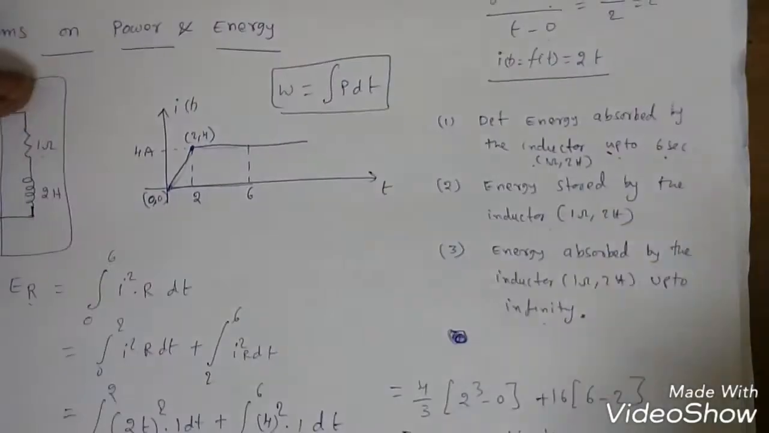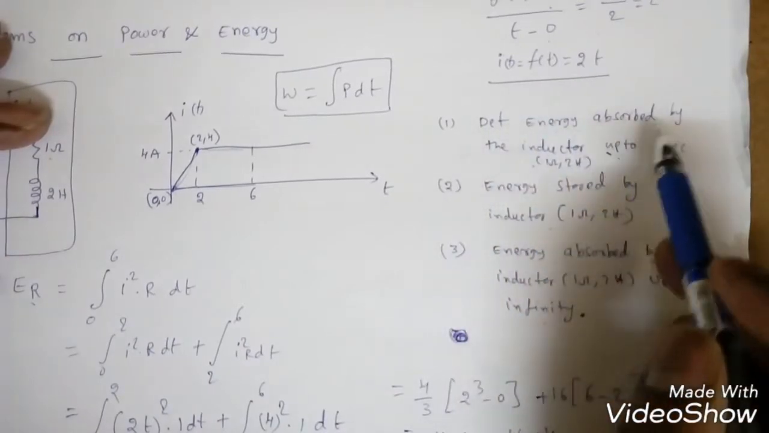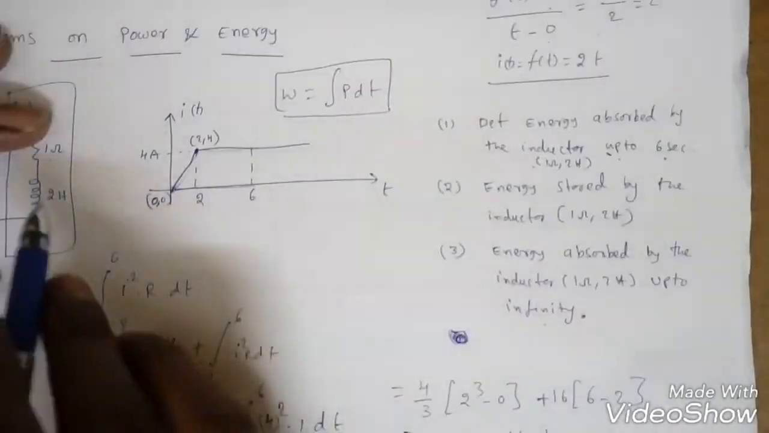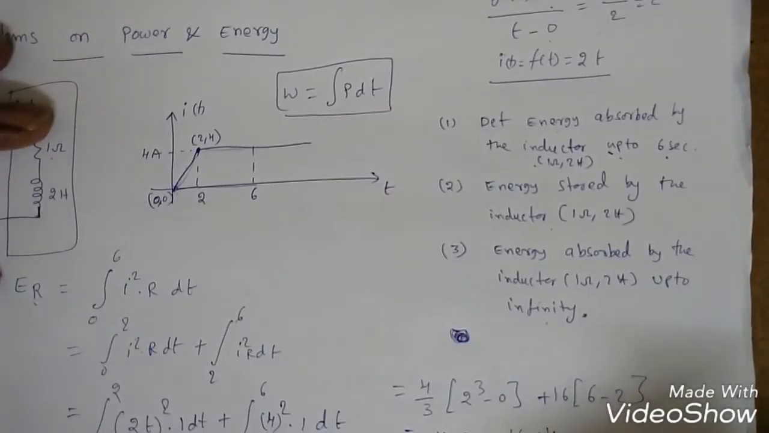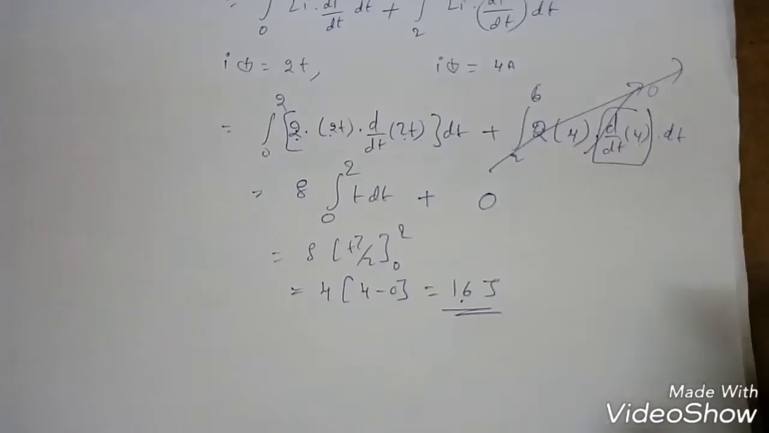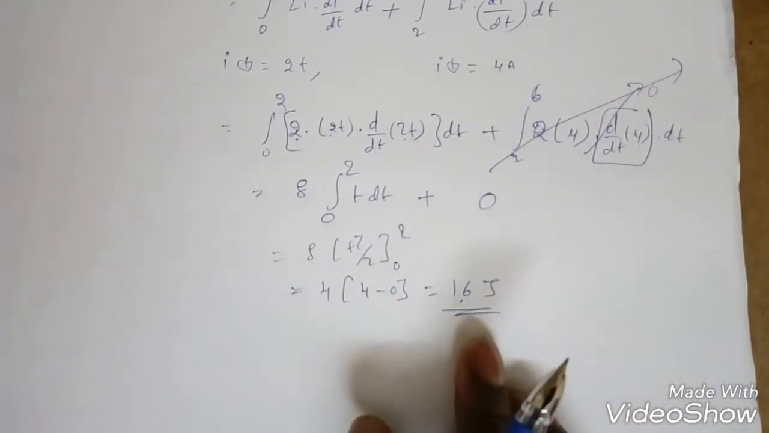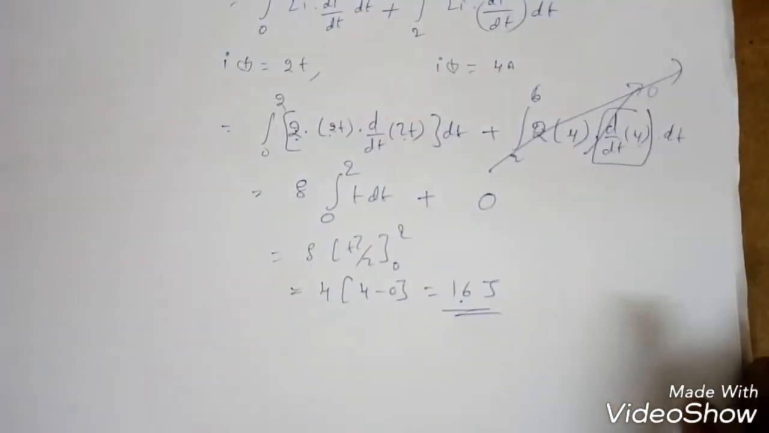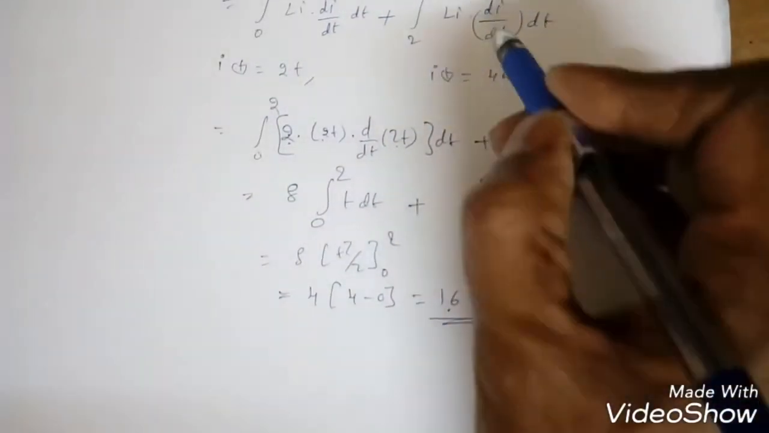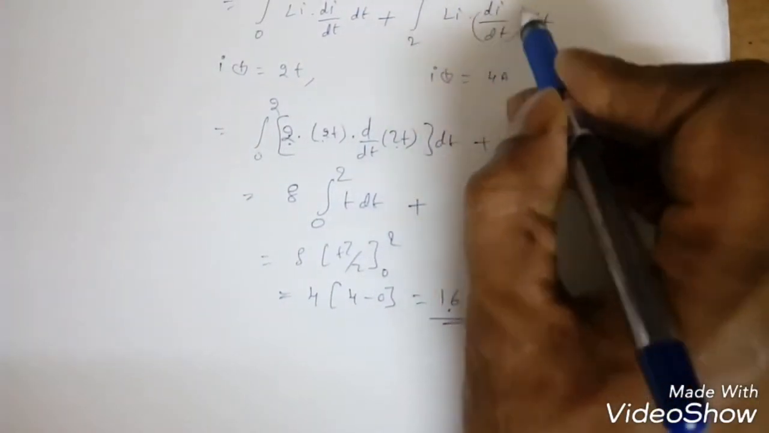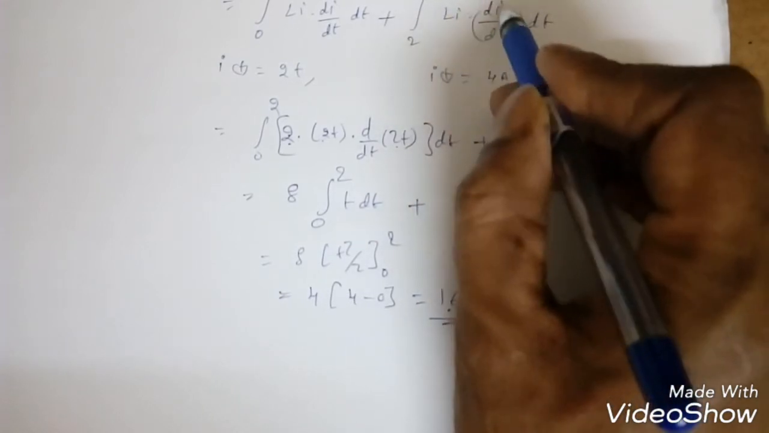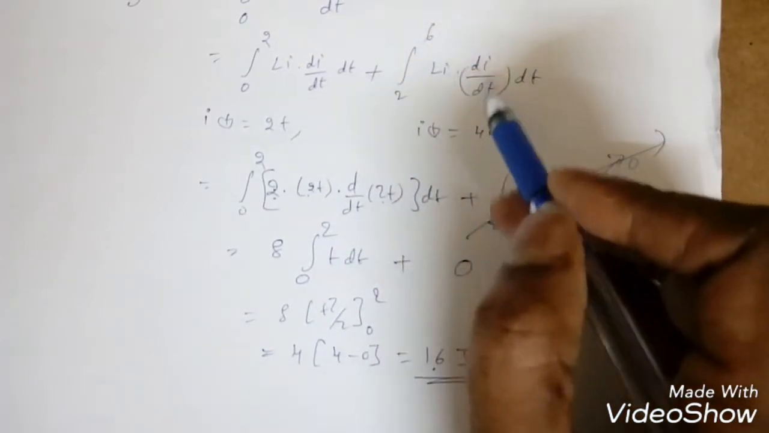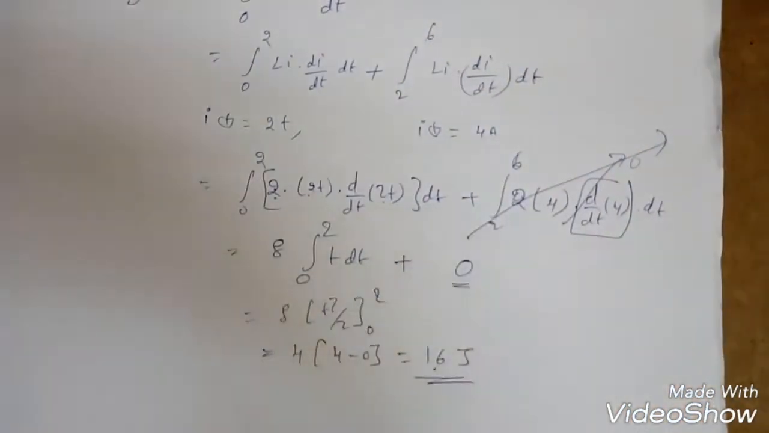So this is about determining the energy absorbed by the inductor up to 6 seconds. The 1 ohm resistor we will do separately, that is the resistance part, and we got 74.66 joules. For the inductor we got 16 joules. Next we have to see one conclusion here: whenever the current is constant in the inductor, the differentiation becomes 0, so the energy absorbed from that point will be 0.